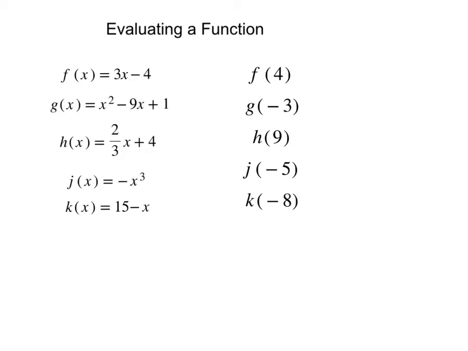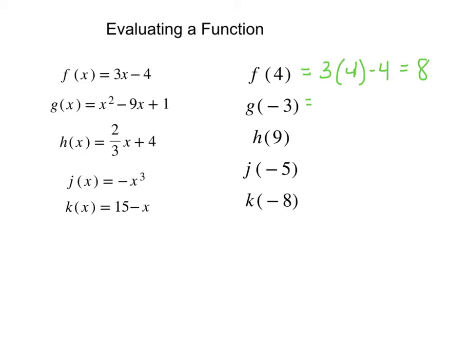So f of 4. So our function rule here is 3x minus 4. So we're going to write equals. We're going to put in the 4 for x, and then we're going to evaluate. So 3 times 4 is 12, minus 4 is 8. So that's all it is, f of 4. The value of f of 4 is 8. So it's just plugging in and doing the math. Plug and chug, if you will.